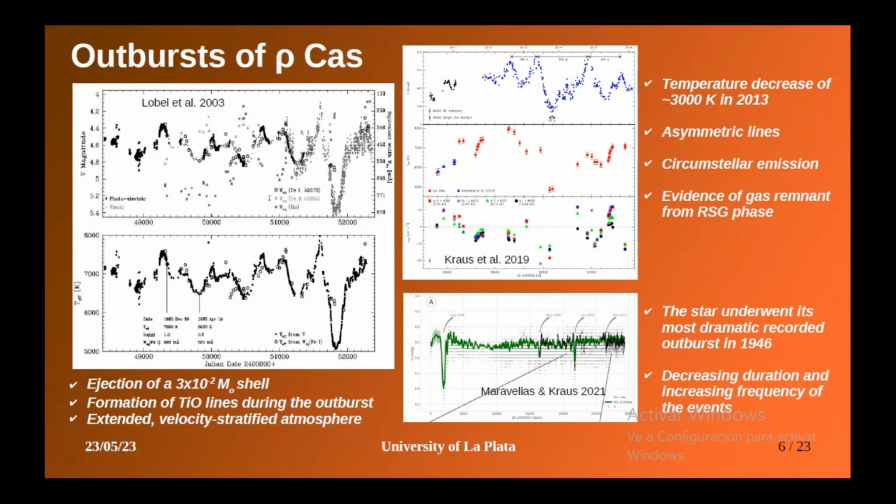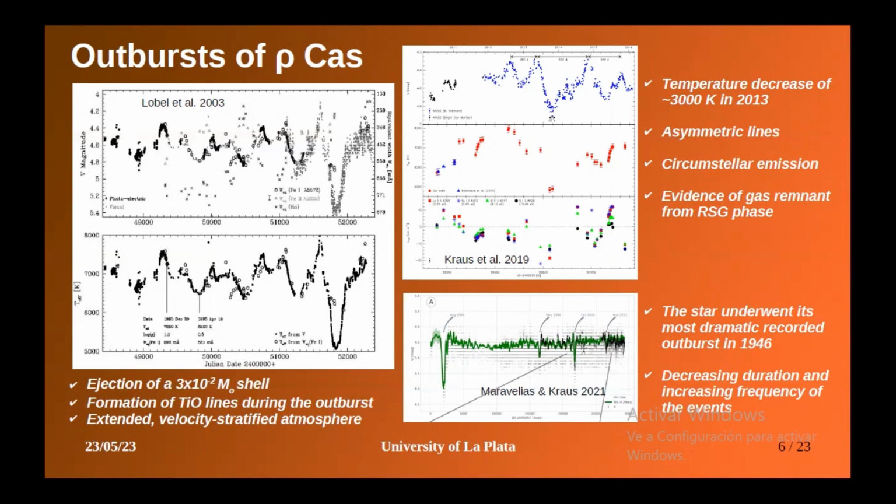You see here the timeline of the star from the American Association of Variable Star Observers monitoring. And at some point, in 2000, the star displayed a brightening, and suddenly it dropped in magnitude by about 1.5 magnitudes, which has been modeled by Lobel et al. 2003 using high resolution spectroscopy as a drop in the temperature of the star, about 3000 Kelvin. This is a very spectacular outburst which lasted about 200 days. The star recovered back to its previous state.